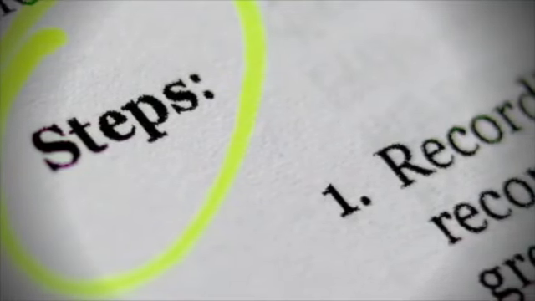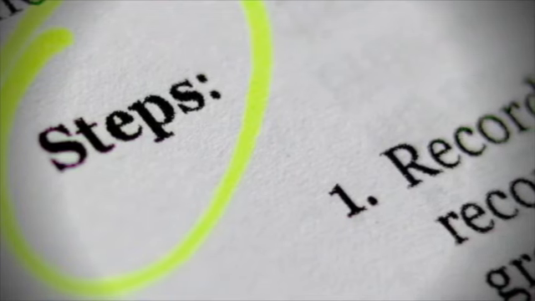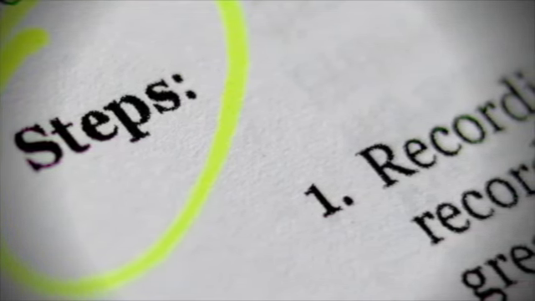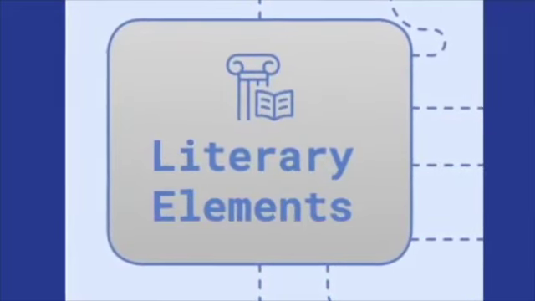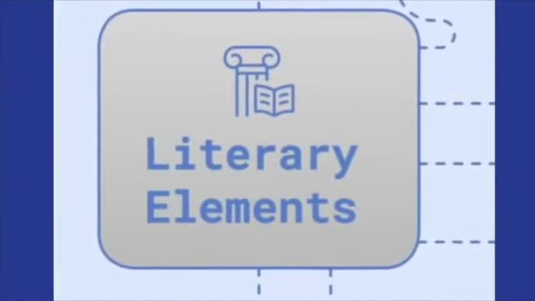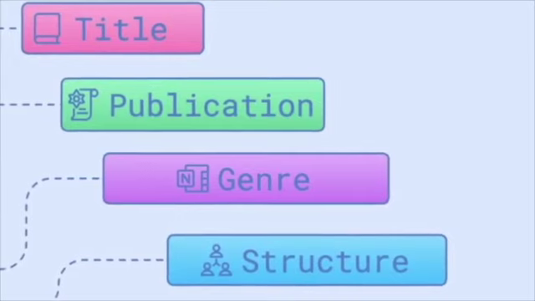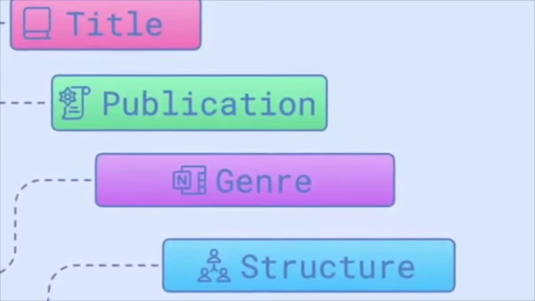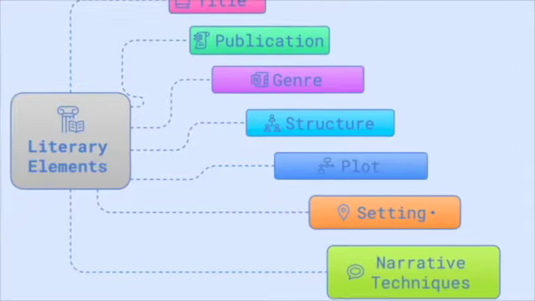Using the L&T method, we'll guide you step by step through the novel's essential elements, making it accessible and engaging. By the end of this video lesson, you'll be able to discuss this novel with confidence. We'll explore key literary elements including title and publication, genre, structure, plot, setting in time and setting in place, and narrative techniques. Are you ready?